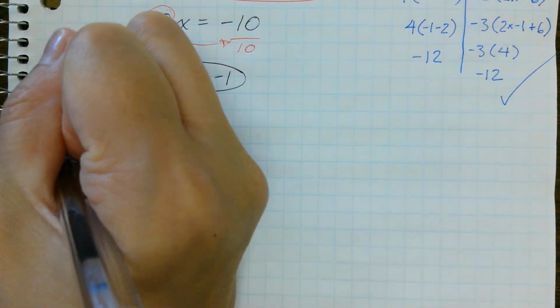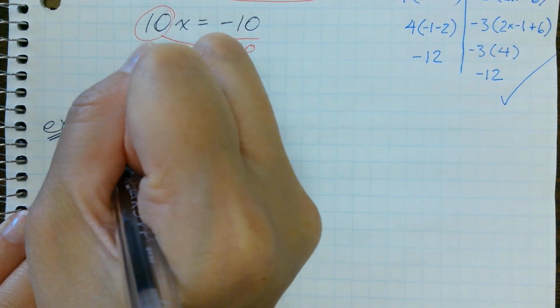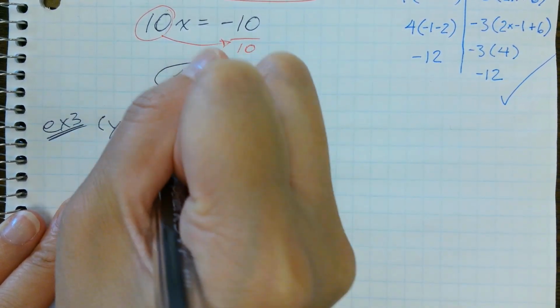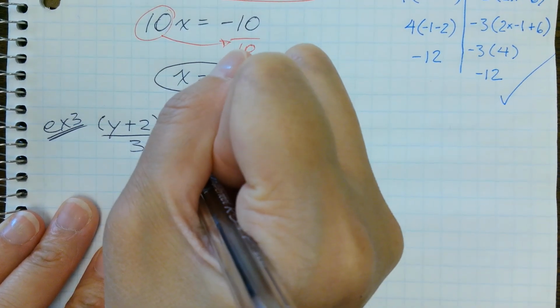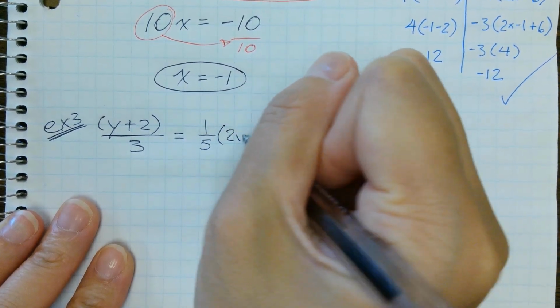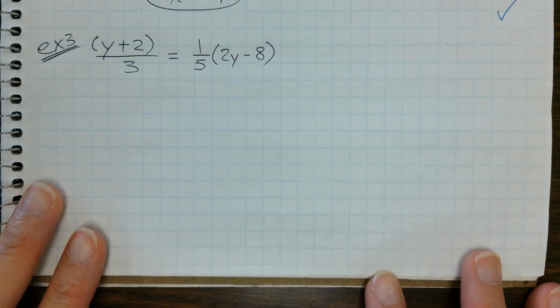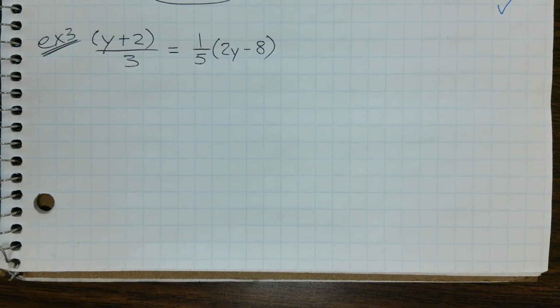Example 3. Y plus 2 over 3 equal 1/5 2y minus 8. Okay, so each one of our examples is getting a little harder.